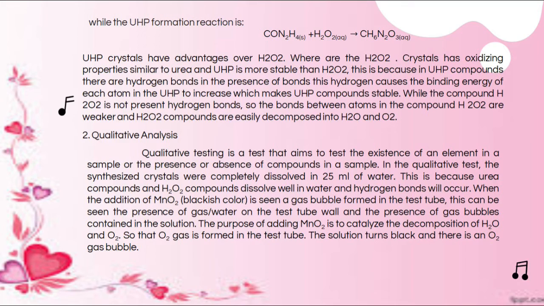When MnO2 is added, gas bubbles form in the test tube, and we can see the presence of gas or water on the test tube wall and gas bubbles in the solution. The purpose of adding MnO2 is to catalyze the decomposition of H2O2 into H2O and O2, so that O2 gas is formed in the test tube. The solution turns black and there are O2 gas bubbles.